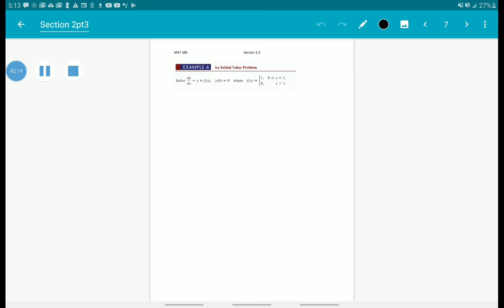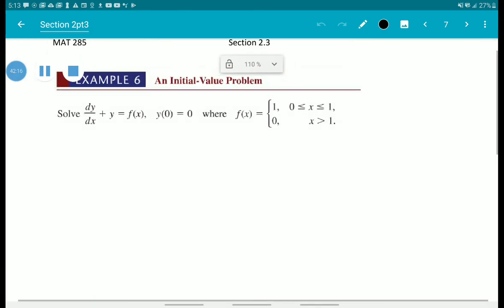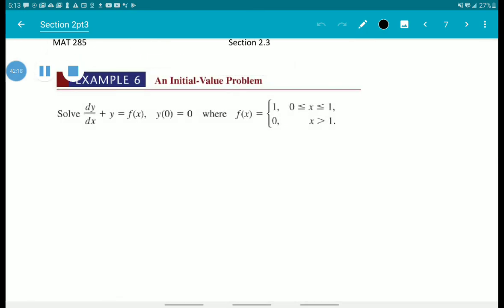And then let's look at one more. Let's look at example 6, where we have an initial value problem. So there's really two pieces going on to this. So we have dy over dx plus y is equal to f of x, but f of x is a piecewise function. That means we get to set up two different differential equations to solve.